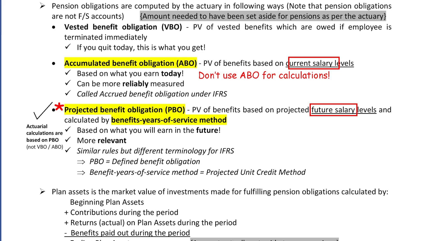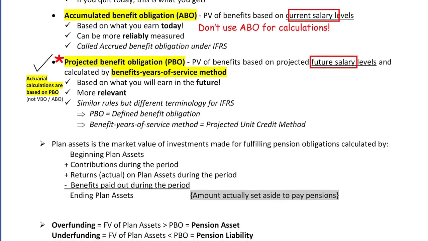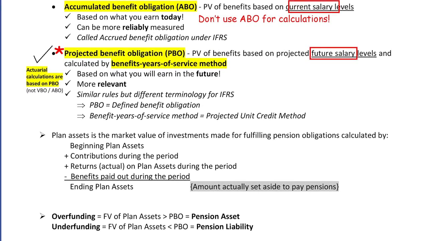Now below the tick there, also actuarial calculations are based on PBO, the projected benefit obligation. Now just a little note here regarding different IFRS terminology. Instead of calling it projected benefit obligation, IFRS calls it defined benefit obligation. The benefit years of service method that we have under GAAP is called the projected unit credit method under IFRS.